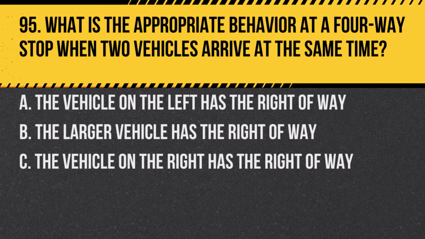Question 95. What is the appropriate behavior at a four-way stop when two vehicles arrive at the same time? A. The vehicle on the left has the right of way. B. The larger vehicle has the right of way. C. The vehicle on the right has the right of way. Answer: C. The vehicle on the right has the right of way. At a four-way stop, if two vehicles arrive simultaneously, the vehicle on the right has the right of way.